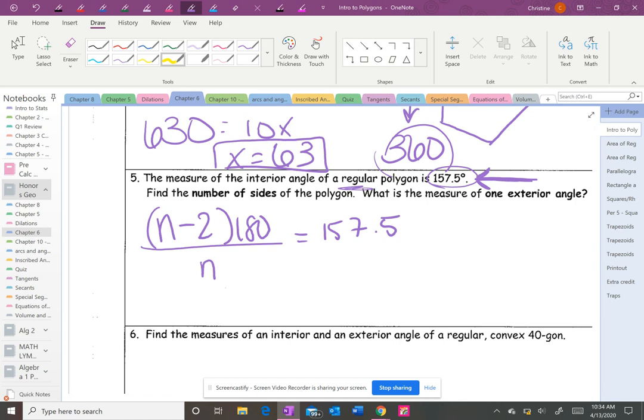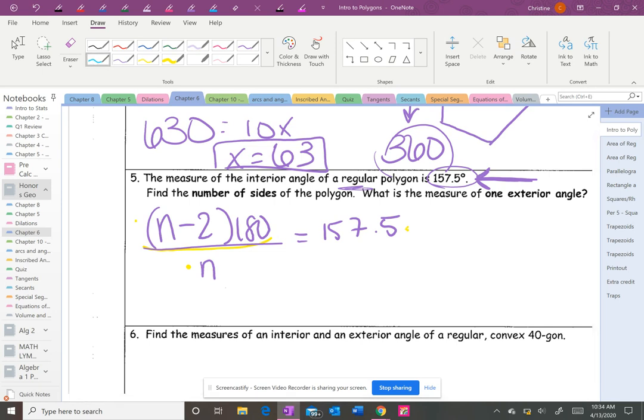So let's just recap real quick. This tells you how many degrees are in the whole entire shape. When you divide by the number of angles or the number of sides, that will tell you how many degrees are in each angle. So if you do not set it up like this, you're going to be in a little bit of a pickle.